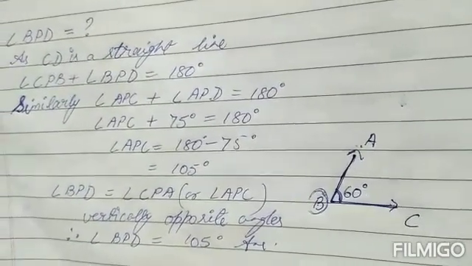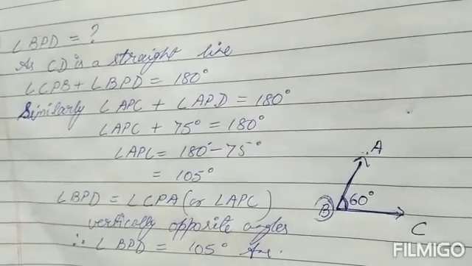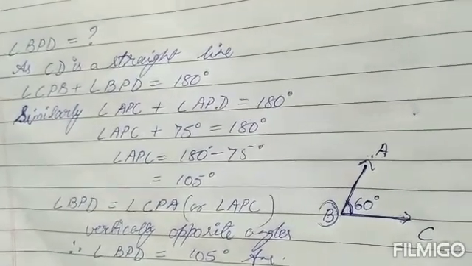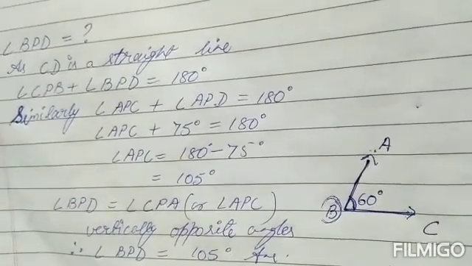The last part of this question is we have to calculate angle BPC. Now in order to calculate BPC, because it is vertically opposite, we know the answer, that is 75.